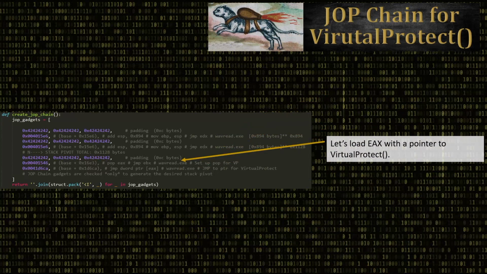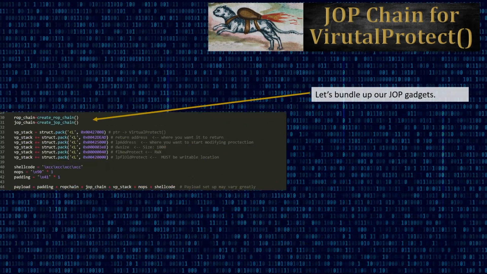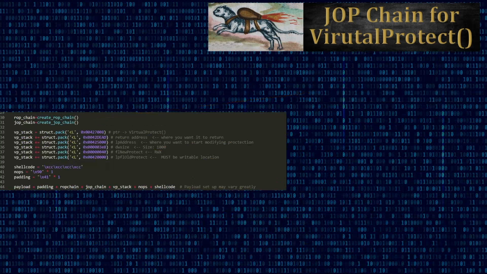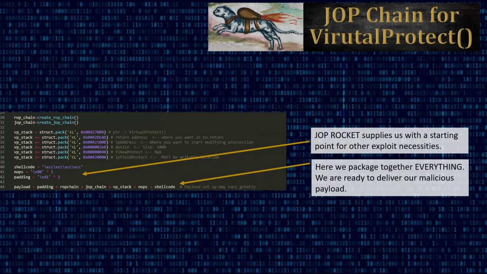So now we can dereference it, and that takes us over here. Let's bundle our gadgets, and here are our stack parameters. We can customize these to whatever we may need, and this gives you a good starting point. There are also some other things that are generally useful in getting it built. So we have a little ROP chain, a JOP chain, a VP stack, etc.